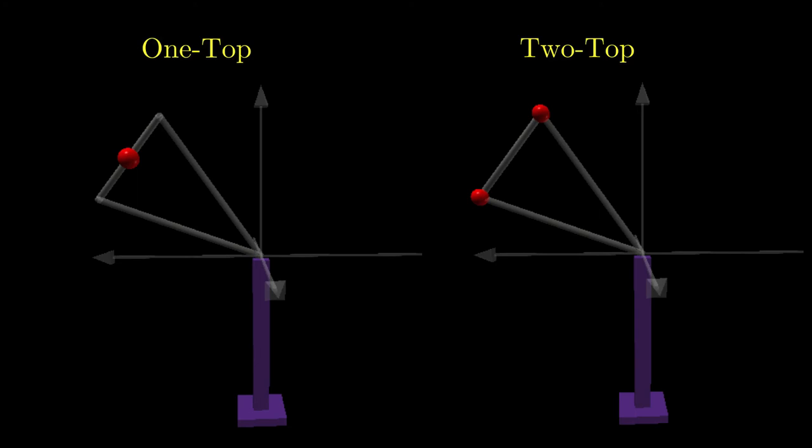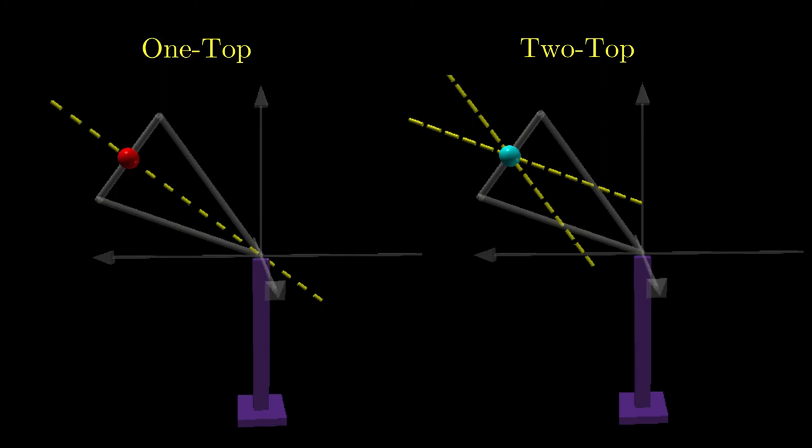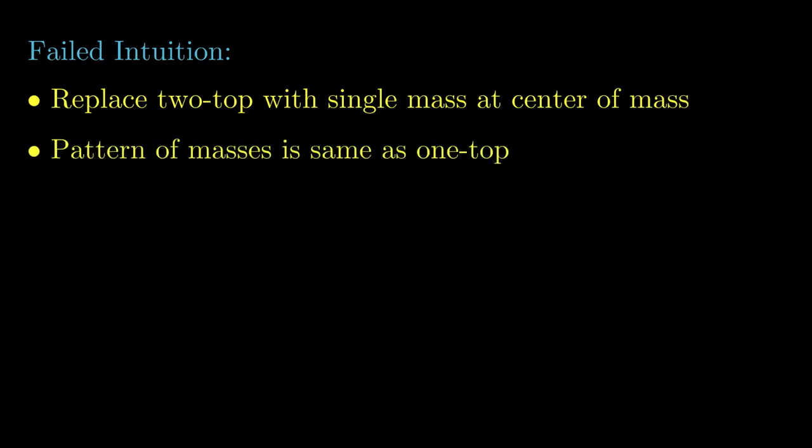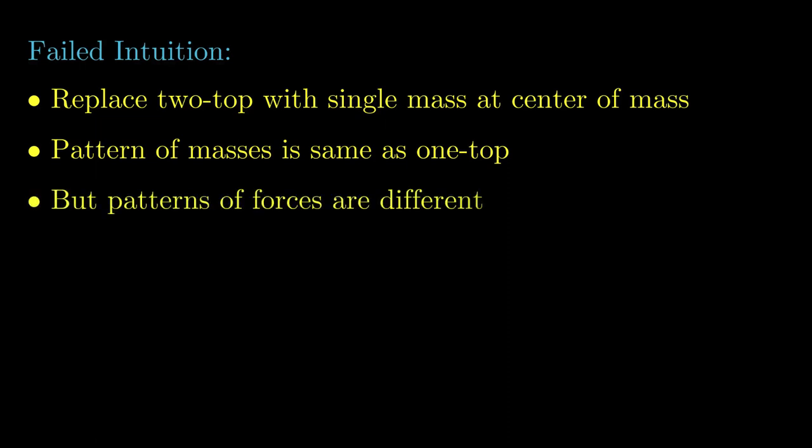The same conclusion does not hold for the two-top, because the forces supplied by the struts are not restricted to lie along the line between the center of mass and the central support. So the failure of my intuition is this. When I apply Newton's second law to the center of mass of a top, I intuitively replace the top with a single mass, like the one-top. But I then fail to realize that the one-top and the two-top are governed by different physics because the patterns of forces are different.